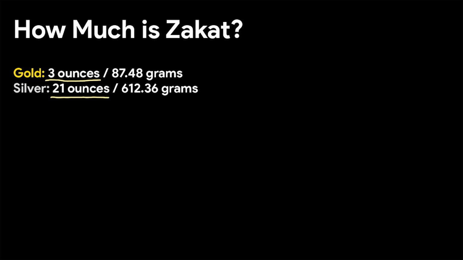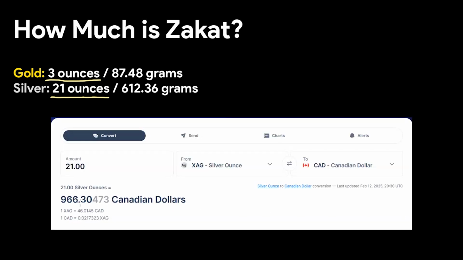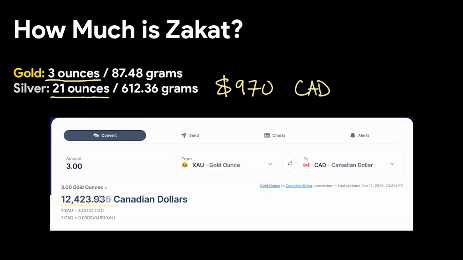So as of the making of this video, I am in Canada, and 21 ounces of silver is roughly $970. So 970 Canadian dollars. And 3 ounces of gold is roughly, we'll say 12,500 Canadian dollars. So if my wealth exceeds the Nisab amount of silver or gold, then I am obligated to pay zakat.